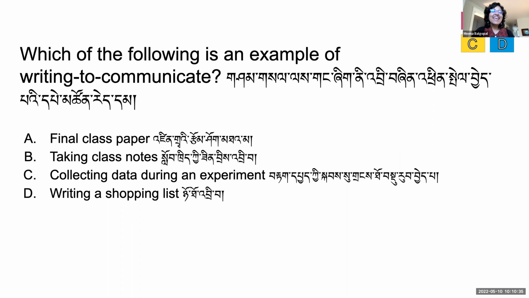So okay, a shopping list. If I write the shopping list for me, it's writing to learn. If I give the shopping list to my husband and tell him what to go buy, then it's writing to communicate. So, and I have to give my husband the list, otherwise he never remembers what I tell him.